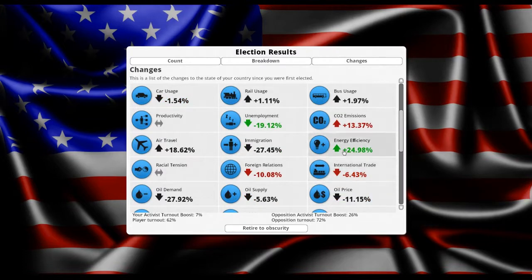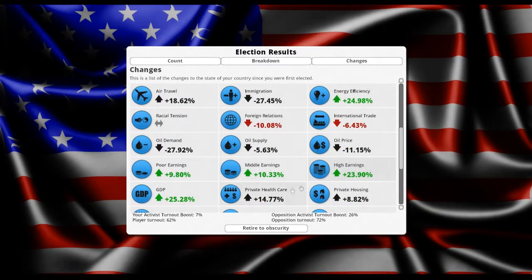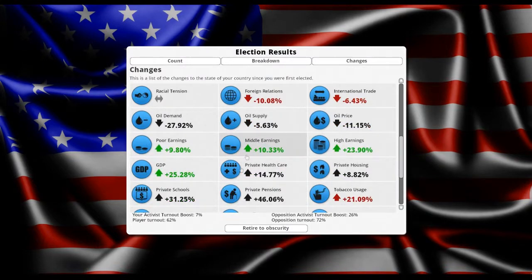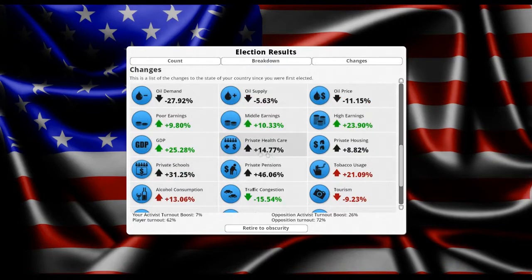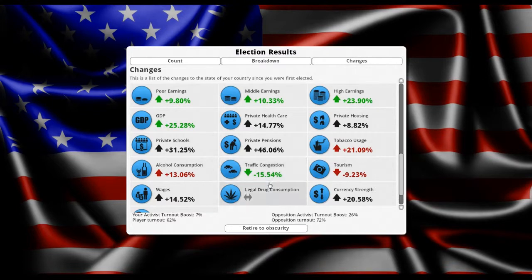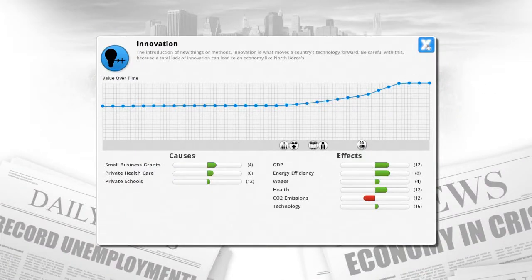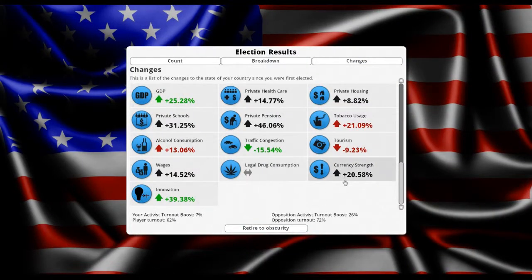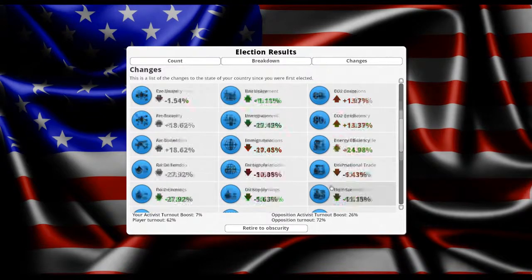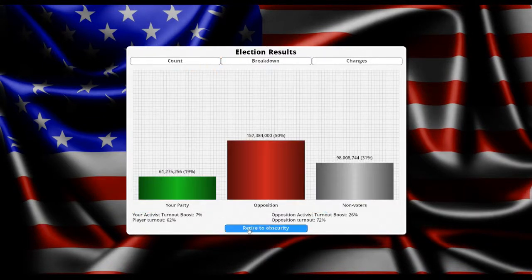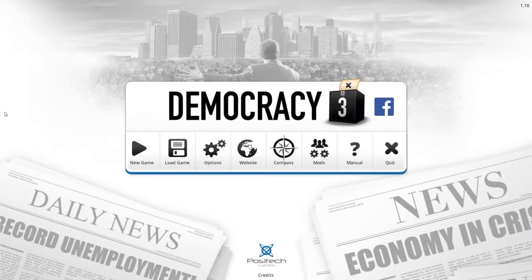Energy efficiency went up. Look at this. High earnings, middle earnings, and poor earnings went up. They all went up. GDP went up by 25%. Private healthcare, private housing, private schools, private pensions. Traffic congestion went down. Innovation went up by 39%. Look, it's at max. Currency strength went up by 20%. See, I don't really realize why that happens. But there you have it, guys.